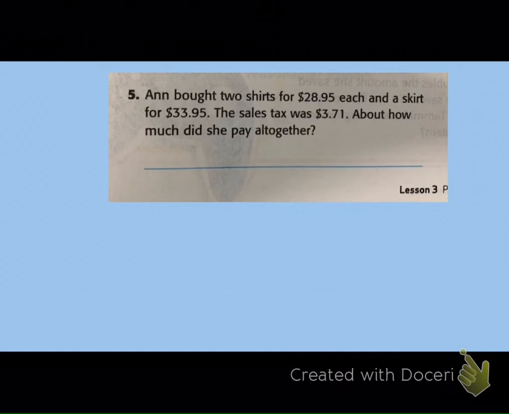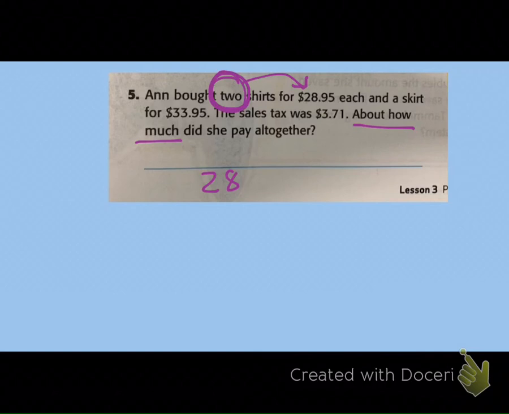All right, so it says Ann bought 2 shirts for $28.95 each, a skirt for $33.95, and sales tax was $3.71. About how much did she pay? Well, that tells me that I'm estimating. Did you notice here? She bought 2 shirts. That number needs to be doubled, doesn't it?